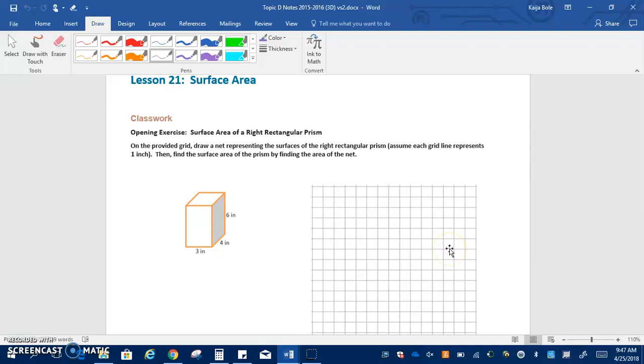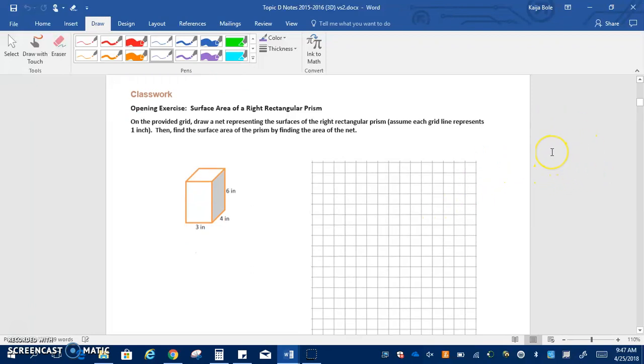Alrighty, here we are in lesson 21, and we're talking about surface area in this lesson. So in this opening exercise, it just tells us to find the surface area of this right rectangular prism. If you think about surface area, we have a 3D object. It's three-dimensional, so there are many faces on it. So we're going to start with the shaded face here, and I'm going to label this as face number 1.